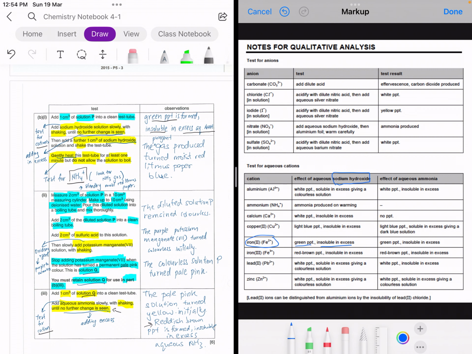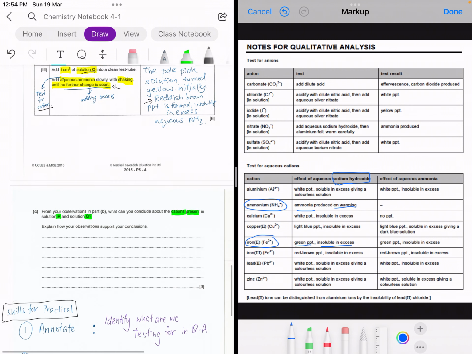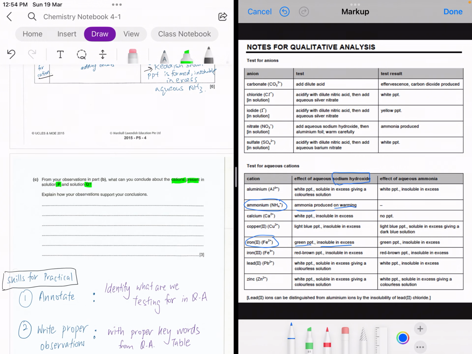And next, there's a pungent gas produced, and this turns moist litmus paper blue. So on warming, ammonia gas is produced. This tells us that there's a presence of ammonium ions. Alright, so let's write it down. We write down one at a time.